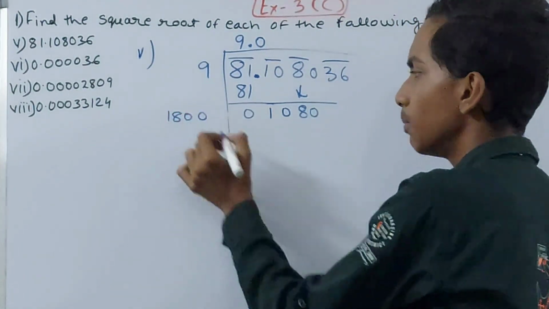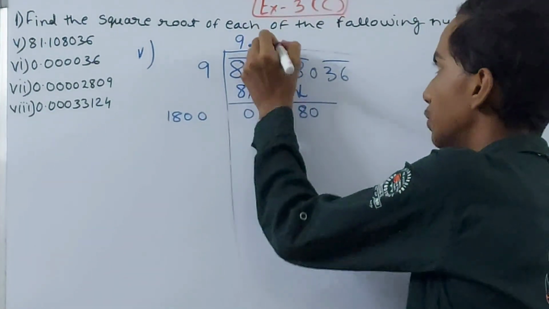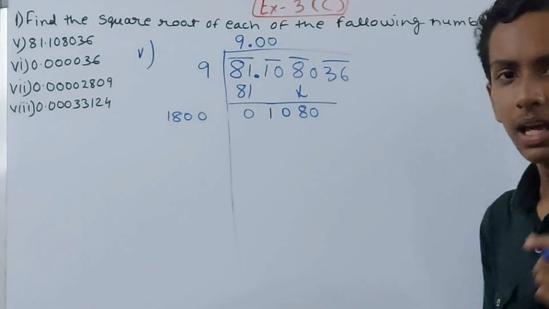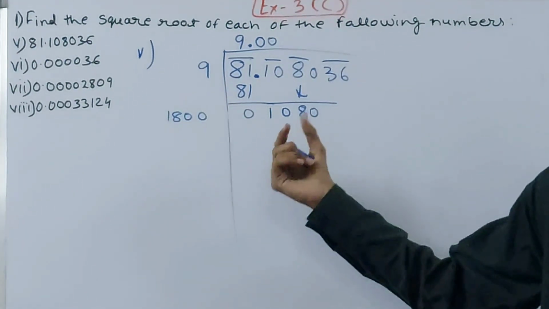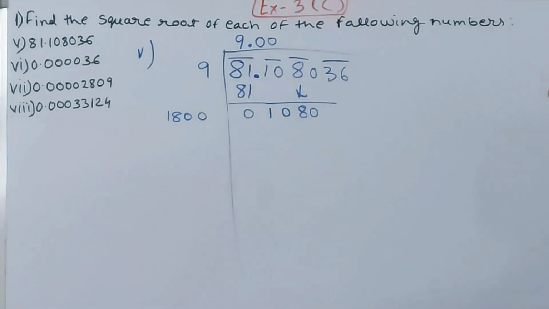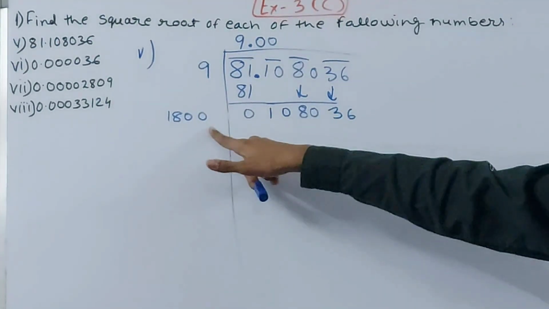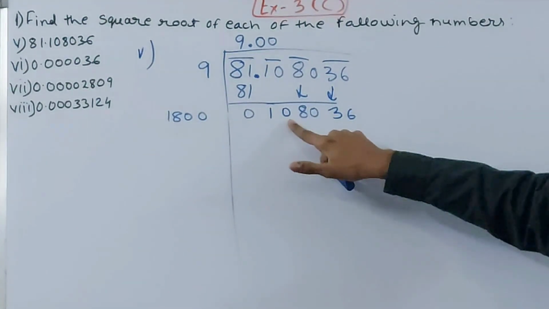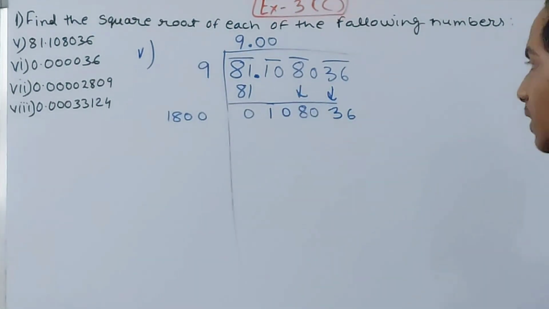Let's put one more 0 now, and one more 0 in the quotient. We will repeat this process until we can get a suitable number, because all the numbers that we are getting are less than the divisor. Now that means we'll bring down the next pair, 36. Now see, I can take a number, because 1800 here and 108036 here. So of course we can take a number.